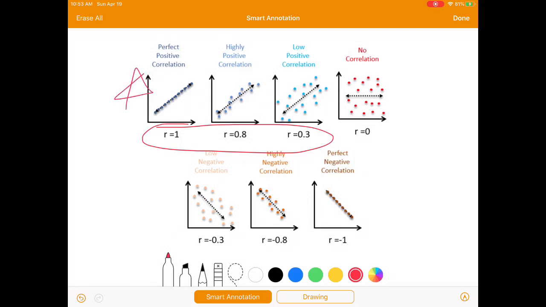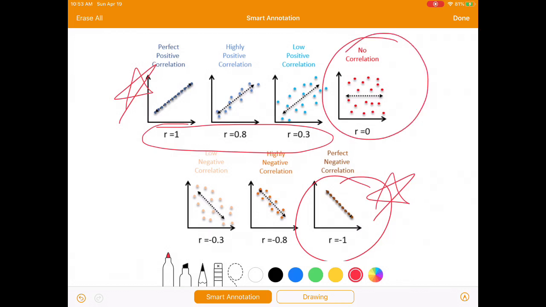All right, so if it's +1, here's the +1 example right here. It is a perfect line going up. If your correlation was -1, like this example down here in the bottom, it means it is a perfect line, but going in the downward direction. All right, so 1 is perfect, and if there's absolutely no correlation at all, as we can see right here, the correlation coefficient is 0.